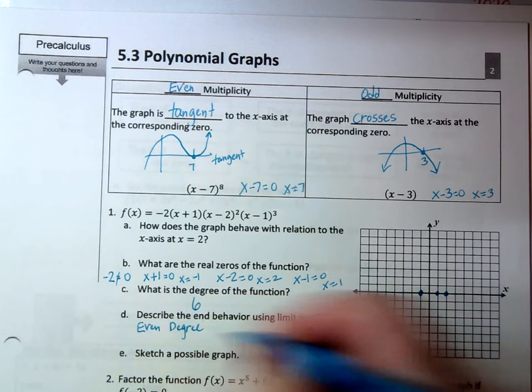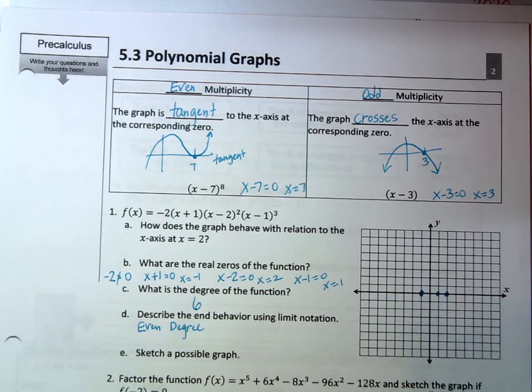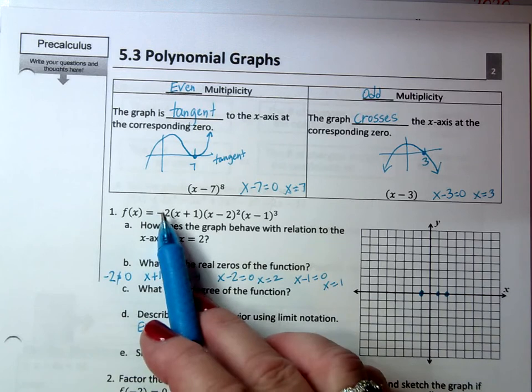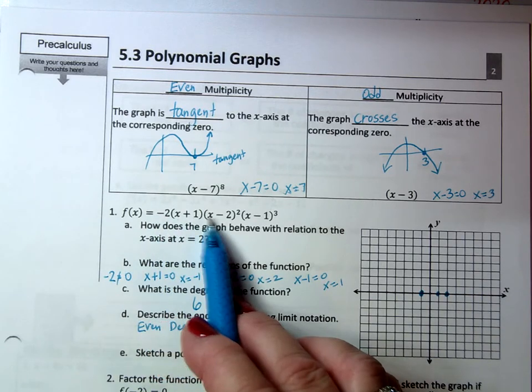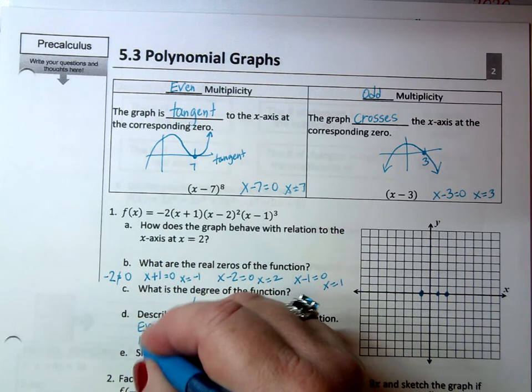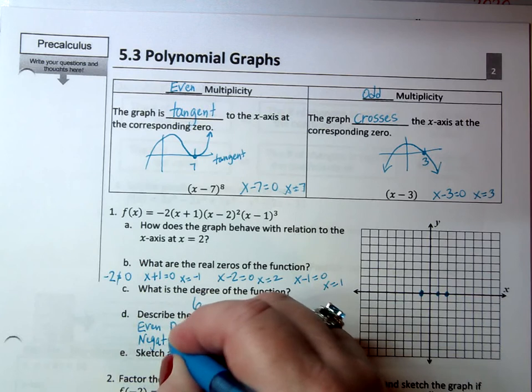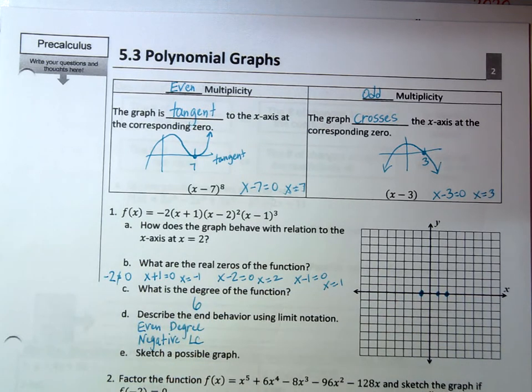And really I don't care about the number of the leading coefficient, I just care if it's positive or negative. I have a negative 2 times 1 times 1 times 1, so it's negative. I'm going to say LC, leading coefficient. Well, what does that mean for us?